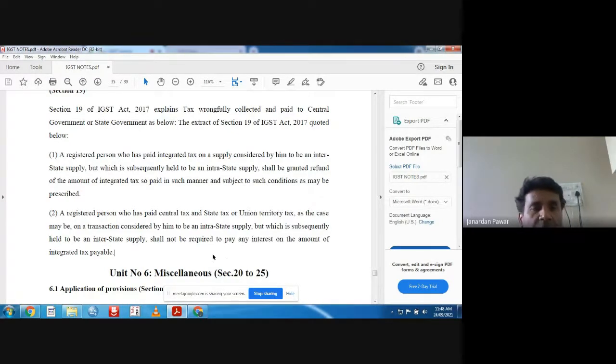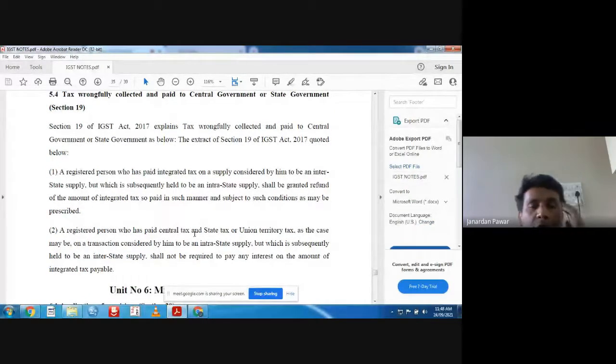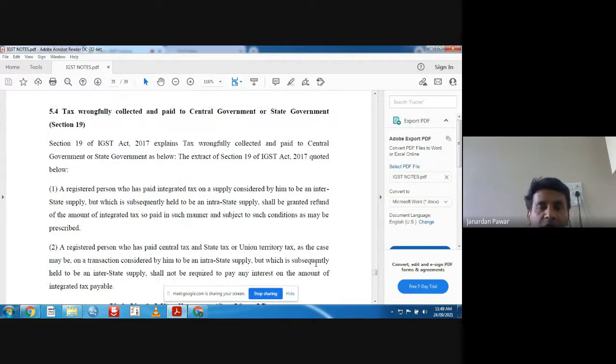So this is for wrongful collection of taxes as well as paying those taxes to the central government as well as the state government. And this we have studied under Section 19 of the IGST Act 2017. So this is for Section 19. So we have done with Section 19 here. I hope you guys have understood this.